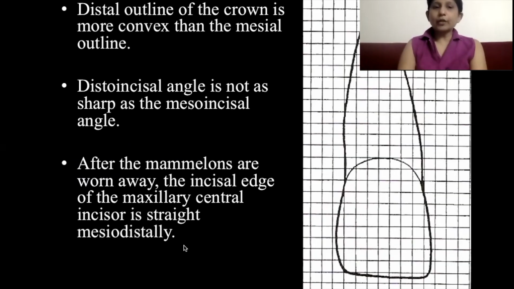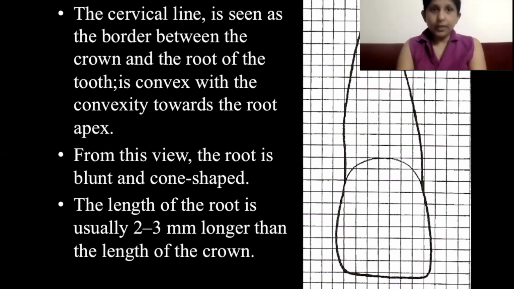Coming on to the root, it is again triangular in shape. If you can draw a diagram of the root, it's triangular in shape. And the base of the triangle is along the cervical line, and the apex of the triangle is at the tip of the root. So the root also has a mesial outline and a distal outline. Now it has a blunt apex. There are also structures called mamelons, which are seen on the incisal edge in a newly erupted tooth. I'll show you pictures and help you understand it better.